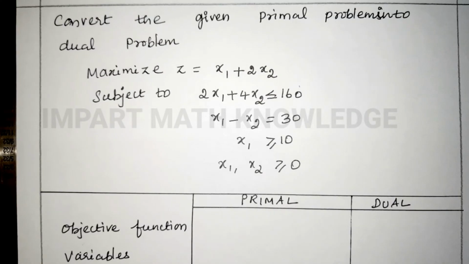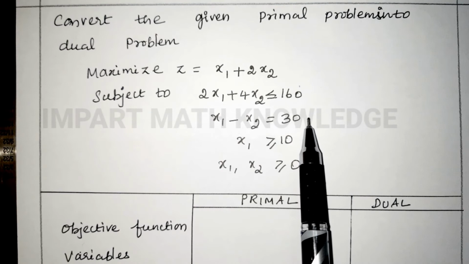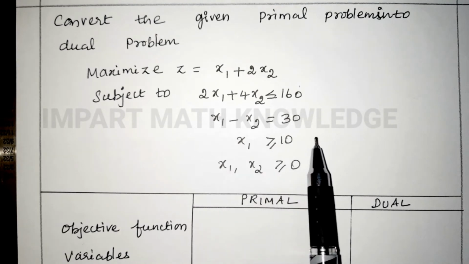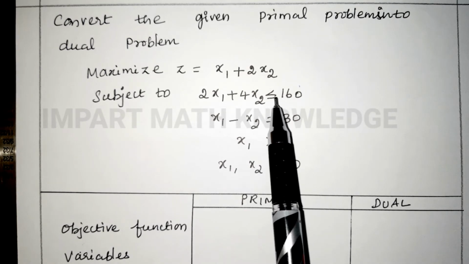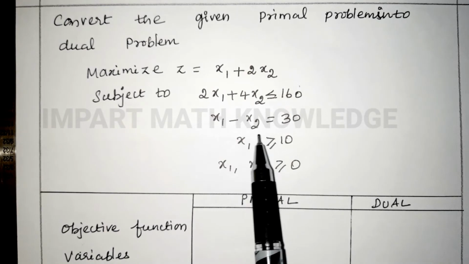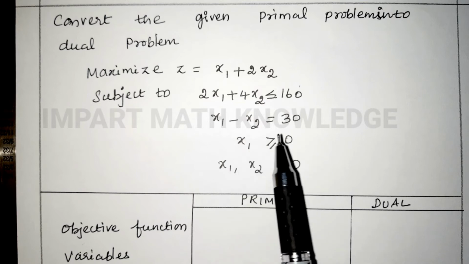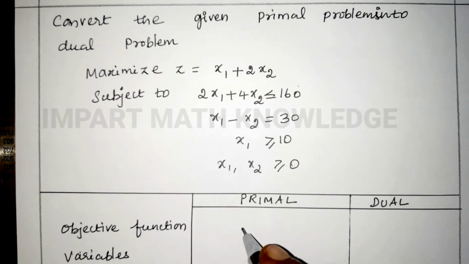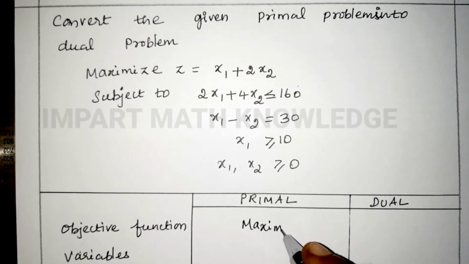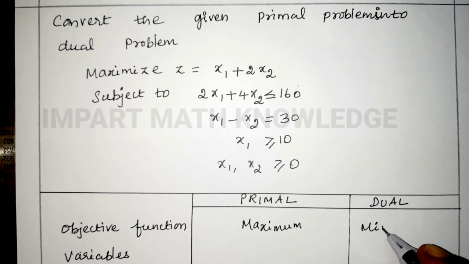Okay, the next problem is: maximize z equals x1 plus 2x2 subject to 2x1 plus 4x2 less than or equal to 160, x1 minus x2 equal to 30, x1 greater than or equal to 10. The first condition's inequality is less than or equal to, the second is an equality, and the third is greater than or equal to. Here you have mixed constraints. Now in the primal problem the objective function is maximum, so in the dual problem the objective function is minimum.